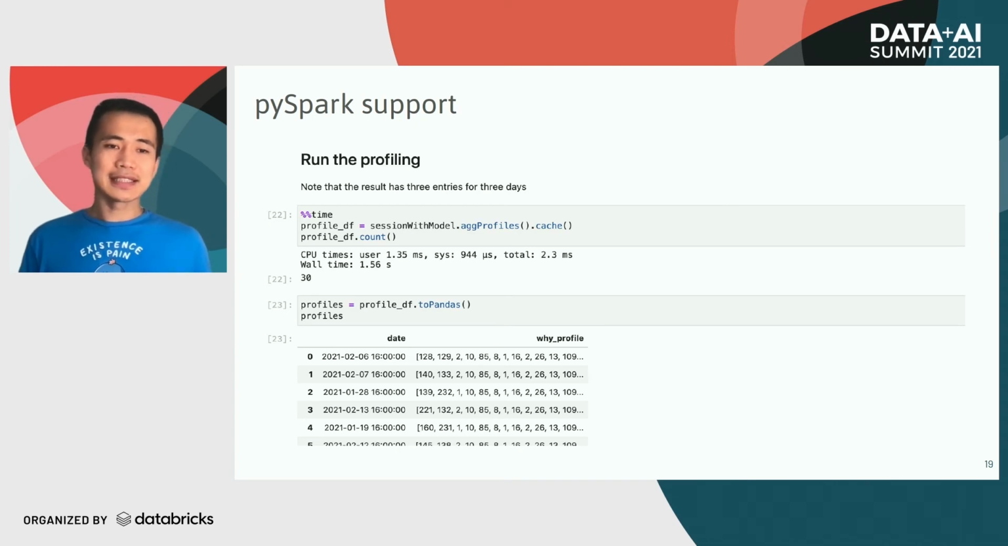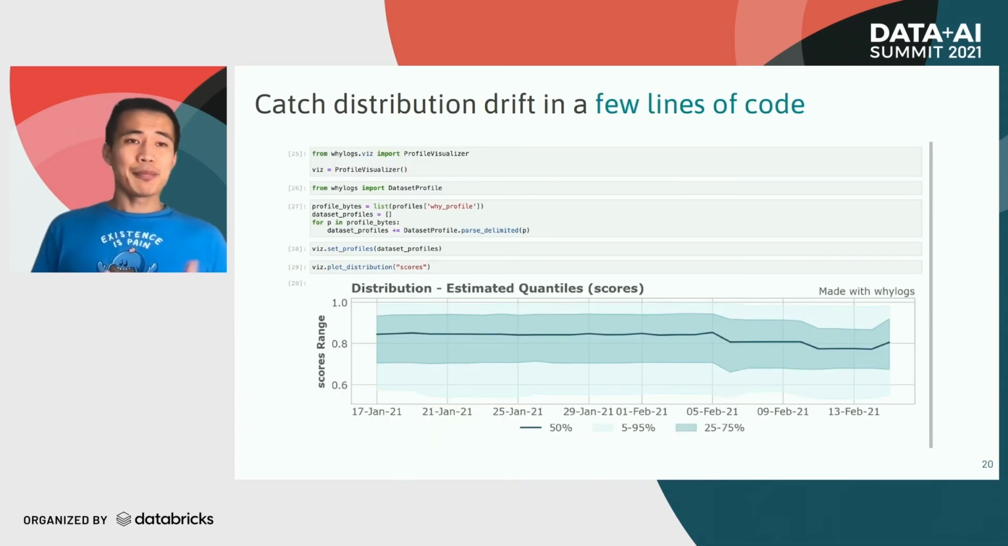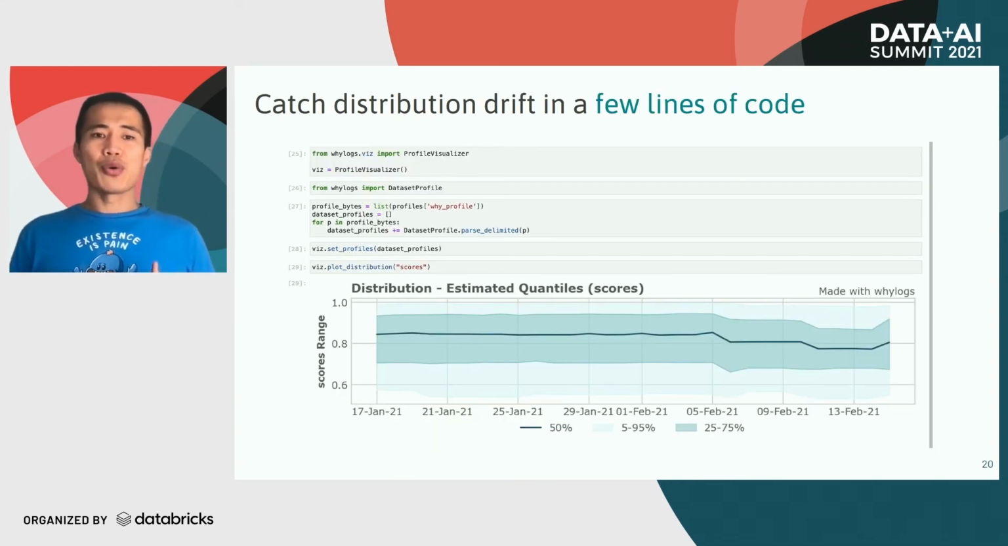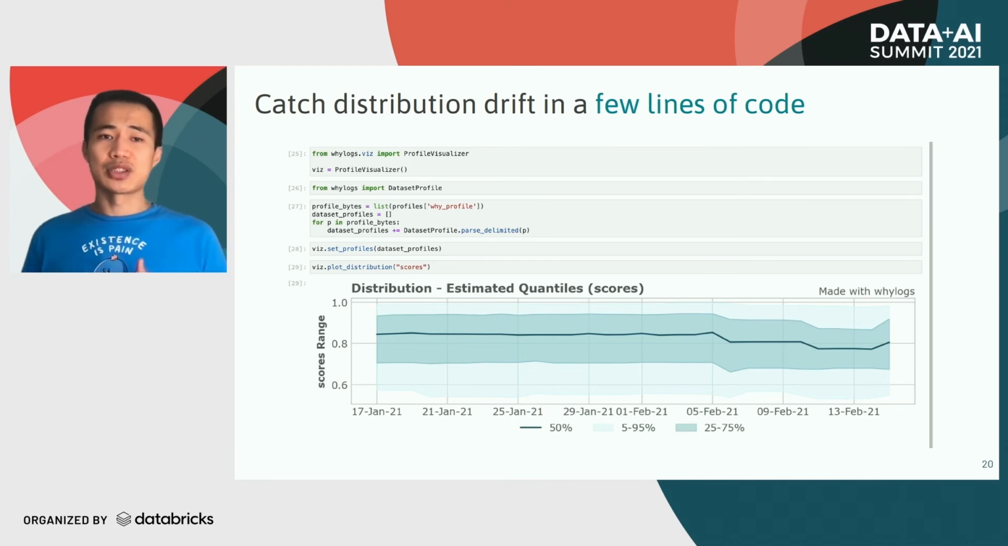Once the data is collected and stored, you can apply various analyses with Jupyter Notebooks. For example, here's an example of how a user might catch distribution drift by looking at the quantile distribution over time, by parsing the data and visualizing it in whylogs. Check out our example notebook in our repository for more information.